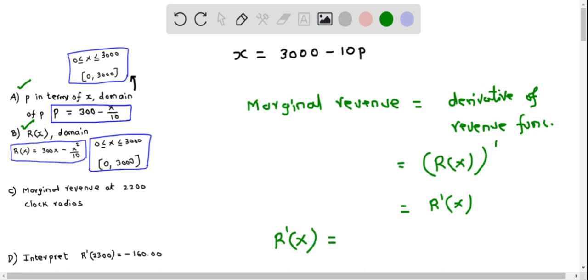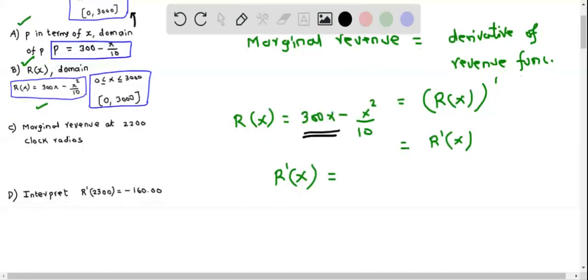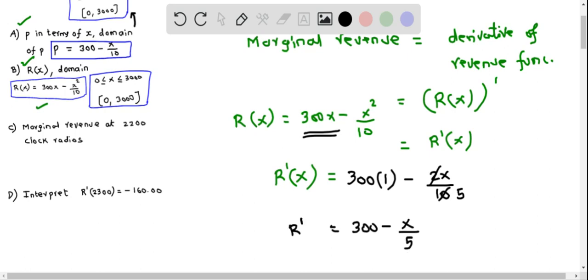R prime of x is the derivative of the revenue function. I will copy the revenue function: R of x equals 300x minus x squared over 10. So we find the derivative of each of the terms. The derivative of 300x is 300, since 300 is a constant and the derivative of x is 1. And then the derivative of x squared is 2x over 10. This could be simplified: 2 goes into 10 five times. So this equals 300 minus x over 5. This is the marginal revenue function.